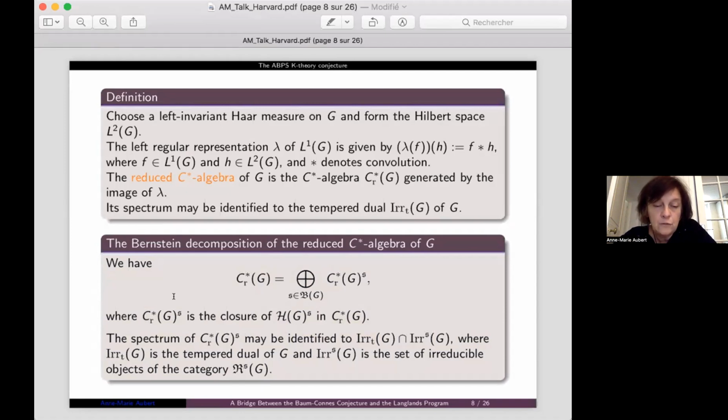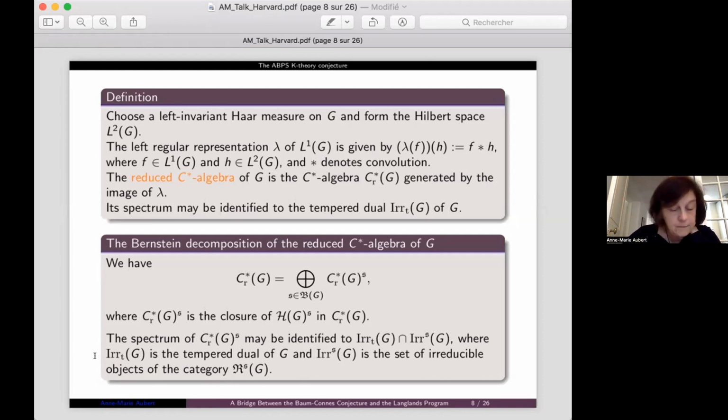And if you want to understand the spectrum of each of this algebra, the spectrum of this algebra can be identified with the intersection of the tempered dual of G with the set of irreducibles in the Bernstein category attached to S. So we just need the irreducible objects of it, which I will denote by Irr_S(G), the set of irreducible objects of the subcategory R_S(G). So this gives a decomposition of the Hecke algebra.